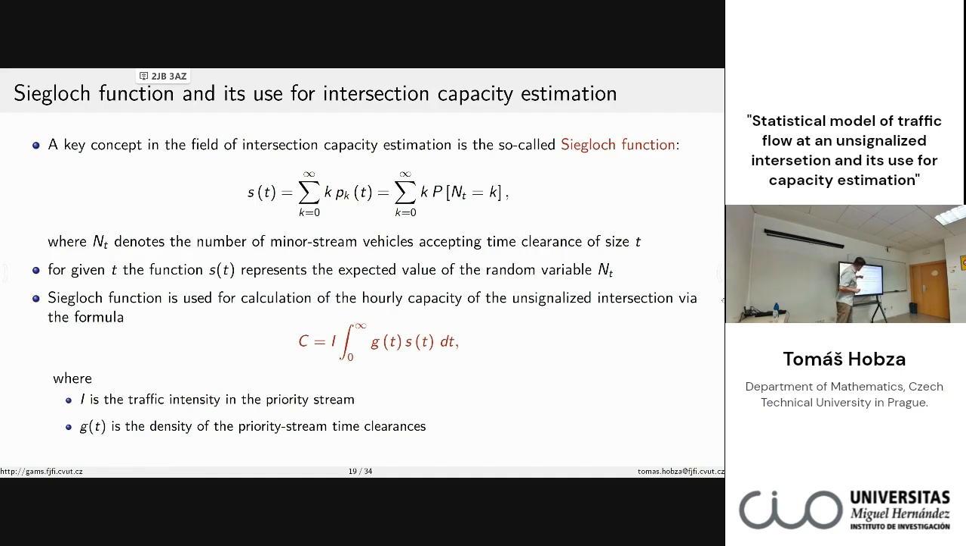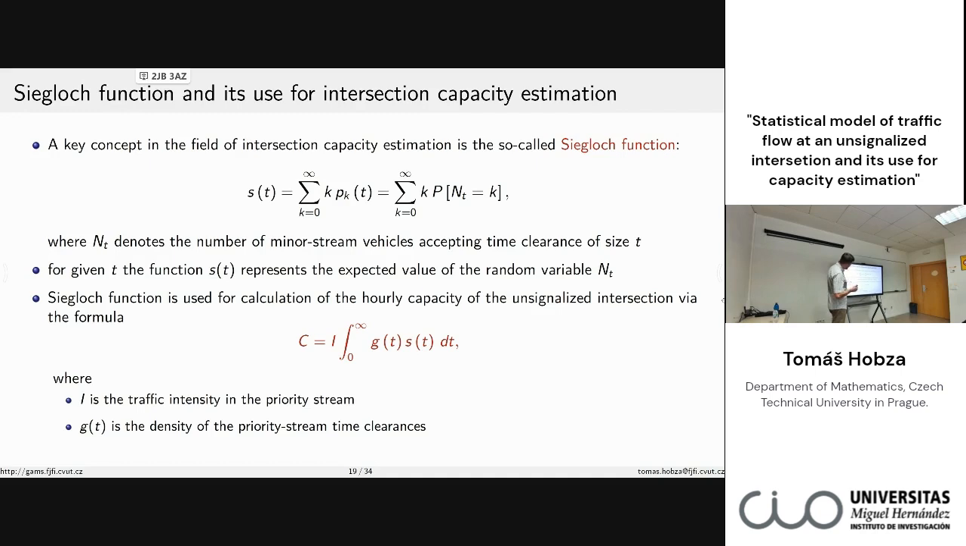To explain the Siegrove function, it is important to see what the variable nt is. nt is the variable which denotes the number of minor stream vehicles which accept the time clearance of size t. So this is the number of vehicles which accept a clearance of size t. In fact, this is the expectation of the variable nt, nothing more. So the Siegrove function is the expected value of vehicles that will accept the clearance of size t. This is all.